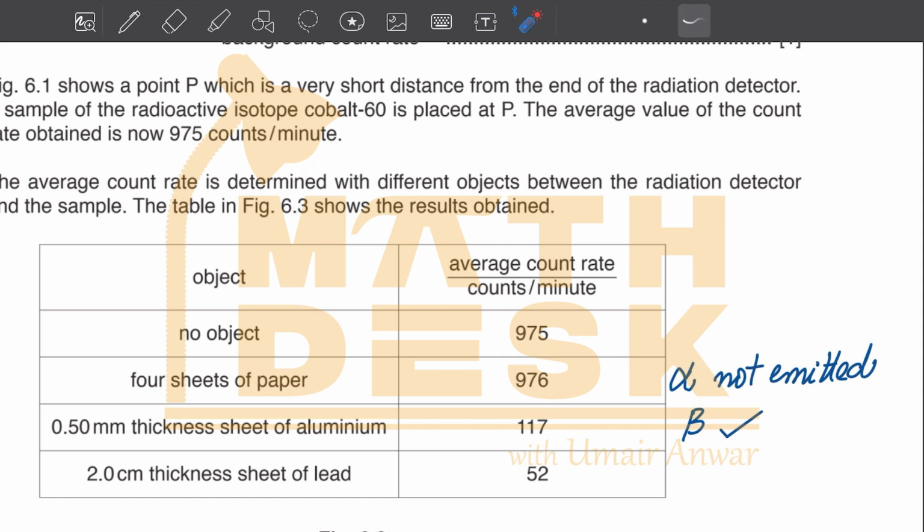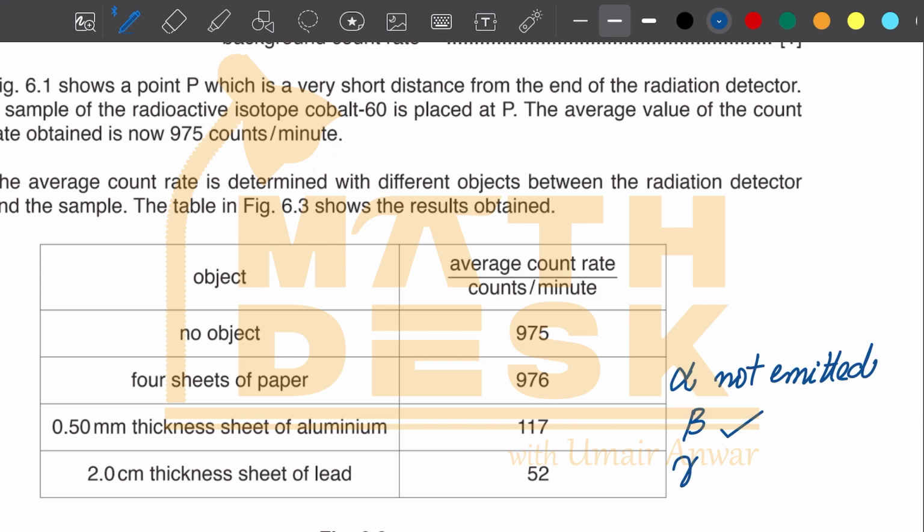Thirdly, we have placed a 2.0 centimeter thickness sheet of lead. This sheet would be able to block gamma radiation along with beta. So the aluminium sheet was able to block beta particles, but gamma radiation was able to pass through it. But when we are using a 2 centimeter thickness sheet of lead, even gamma radiation would be blocked. And the count rate we can see is further decreasing because gamma radiation is being blocked. It means that gamma radiation is also being emitted in this radiation.